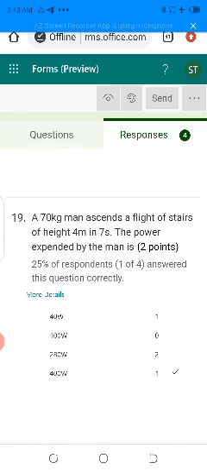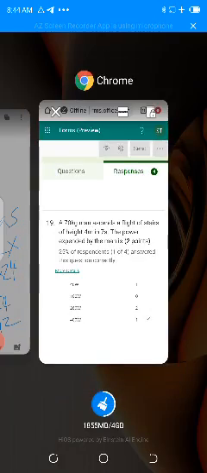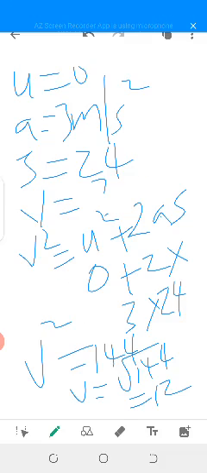The 70 kg man ascends a flight of stairs of height 4 meters in 7 seconds. The power. There you are given some parameters as well. But what is the work done? Because power is the work done over time. In that question, you will be given the work done indirectly. And how do we do that?